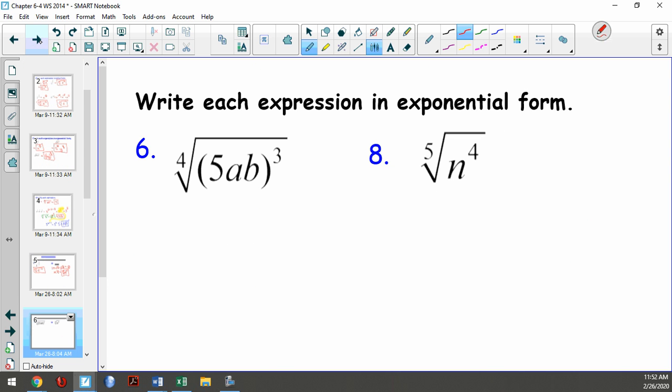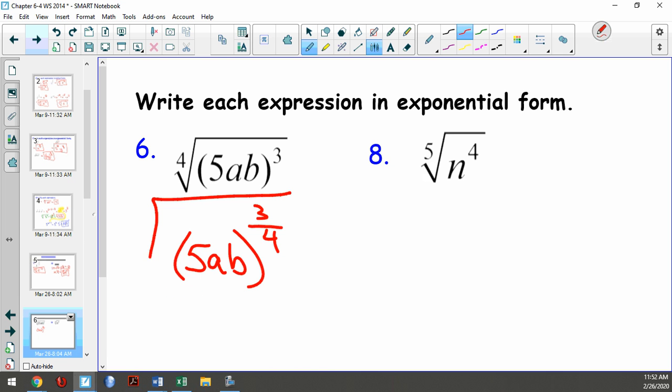The directions say write each expression in exponential form. So if I'm writing this in exponential form, look at number 6. How many bases do I have? I have 3 bases, but they are in parentheses, so how many bases do I technically have now? 1 base. So I'm going to keep that base in parentheses, and my exponent is a 3, and my root is a 4, and I am done.